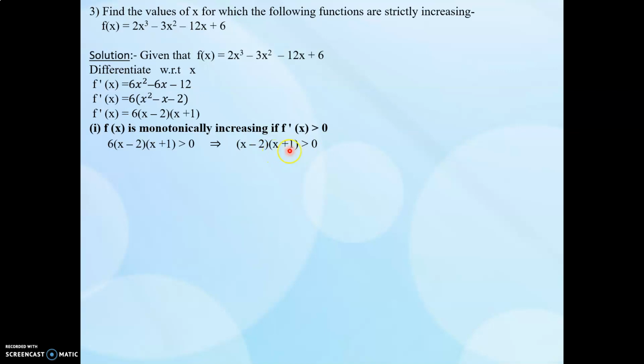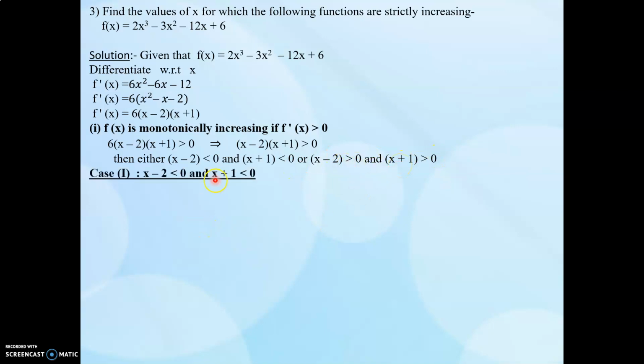This is the product of two linear factors. The product is greater than 0 means what? Either x - 2 greater than 0 and x + 1 greater than 0, or x - 2 less than 0 and x + 1 less than 0. If both the factors are greater than 0, or both the factors are less than 0, that is negative, then the product will be positive. That is the meaning.